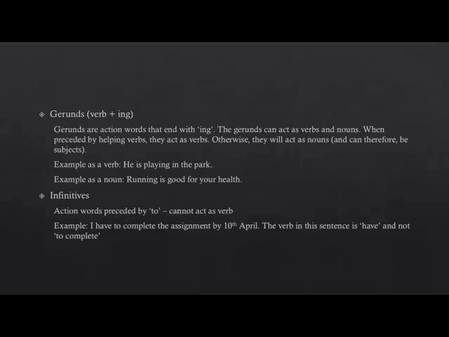So if you have a gerund in a sentence and it is being preceded by a helping verb, it is a verb. So, for example, he is playing in the park. In this sentence, playing is preceded by what? It is preceded by is, and is is a helping verb. So, because this gerund is being preceded by a helping verb, this gerund is part of the verb. As you can see in this sentence, the verb is is playing, and we have a helping verb is and the main verb playing, which is also a gerund and acting as a verb.